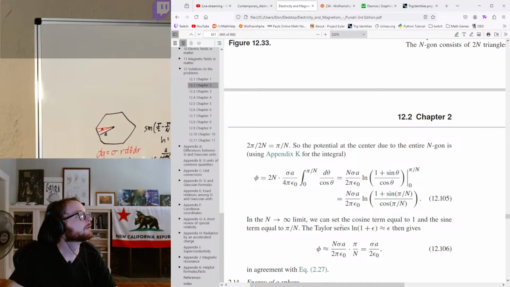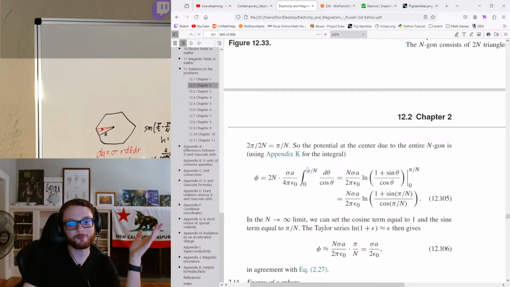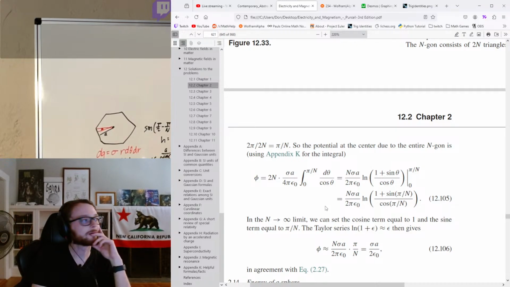Oh. Wait. I didn't get the right answer. No. Pi over n does depend on theta. I thought it would be weird to have it as a bound and a dependency. So, oh, okay, it's probably fine to just not care about it.